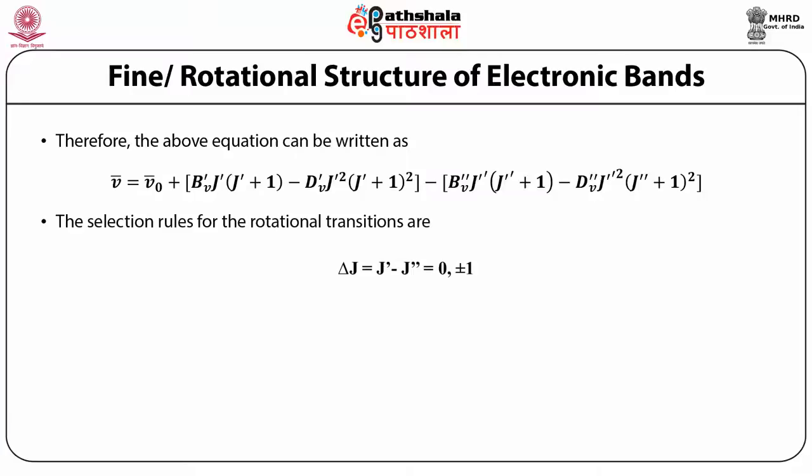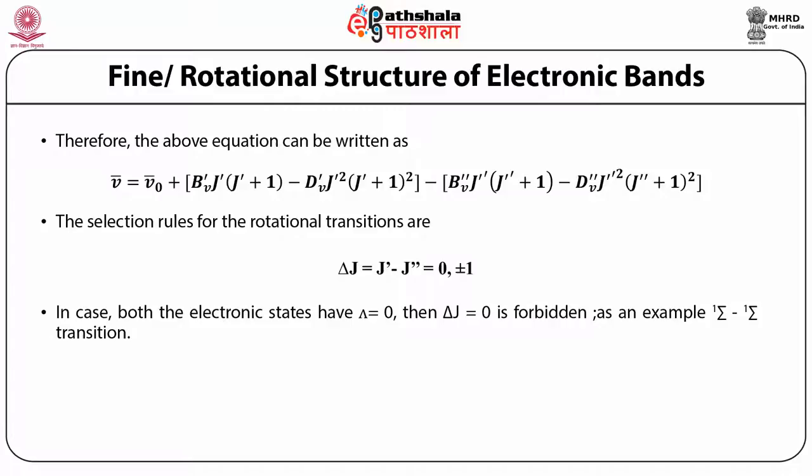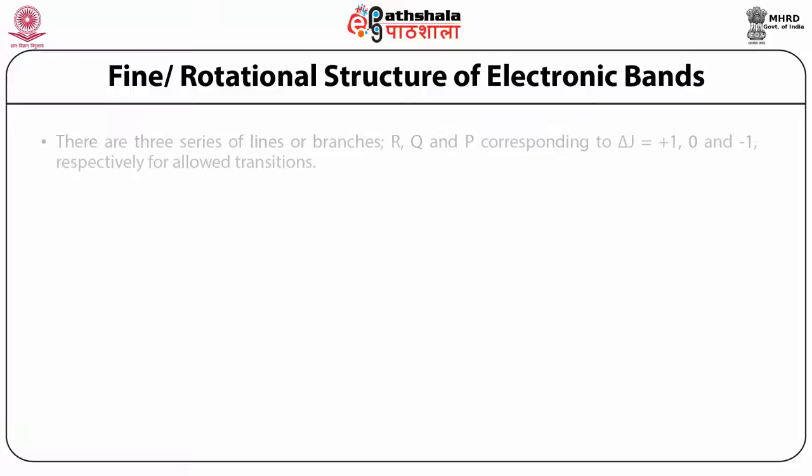The selection rules for the rotational transitions are ΔJ = J' - J'' = 0 or ±1. In case both the electronic states have Λ = 0, then ΔJ = 0 is forbidden, as an example, a singlet sigma to singlet sigma transition. There are three series of lines or branches R, Q and P corresponding to ΔJ = +1, ΔJ = 0 and ΔJ = -1 respectively for allowed transitions.